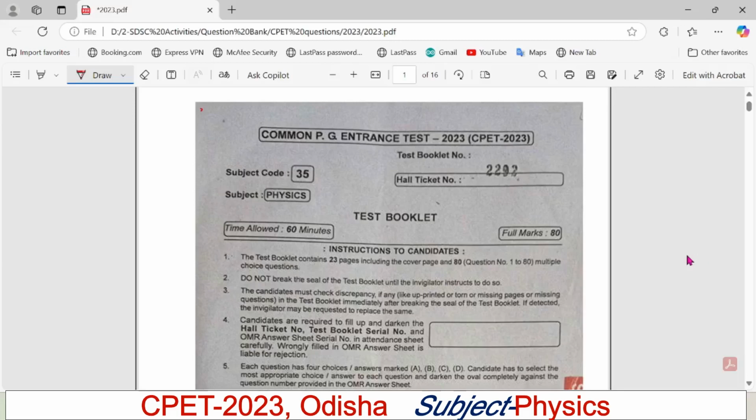Okay, hello everyone. In this video, we are going to discuss Common PG Entrance Test 2023 or CPET 2023 Odisha. Question and answer.